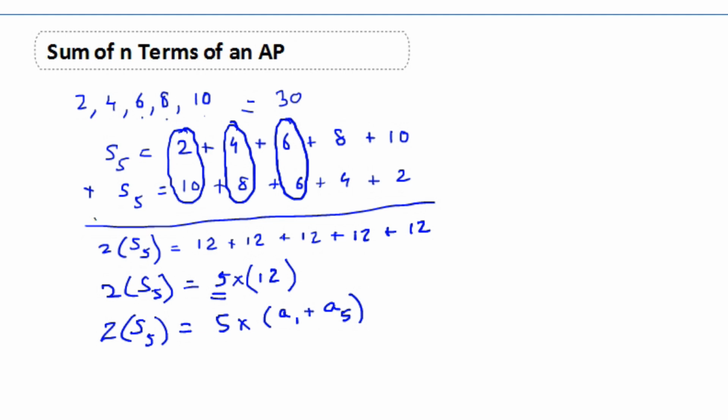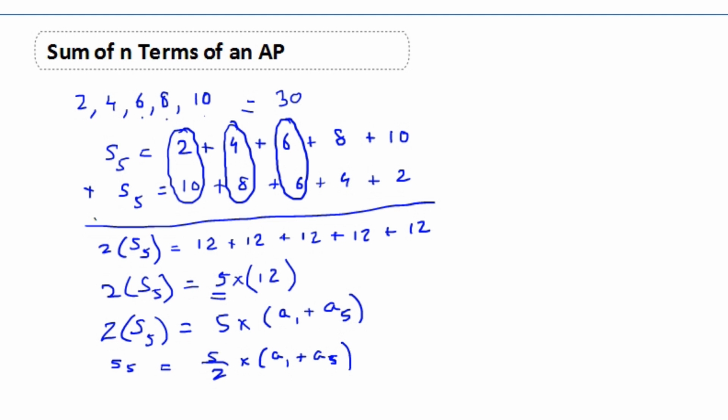Then what will be the sum of 5 terms? This is 2 times the sum of 5 terms. So dividing both sides of the equation by 2, I get 5 over 2 multiplied by the sum of the first term and the last term. How much does that equal to?